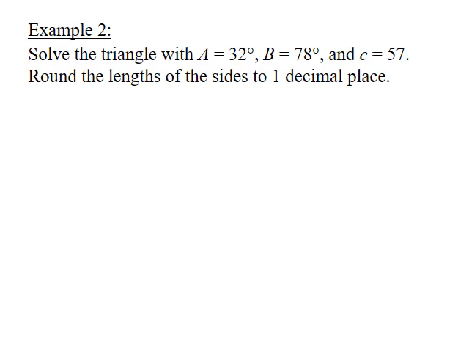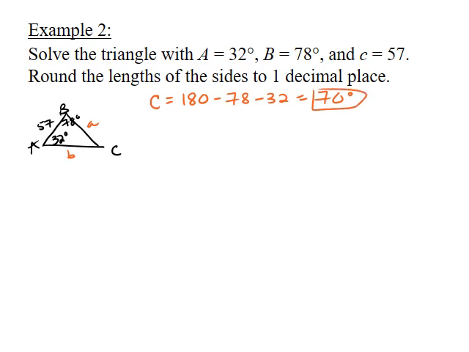Okay, let's try this one here. Sketching a picture, A, B, and C. We're given angle A is 32 degrees, angle B is 78 degrees, and side C is 57. So we need to find side A, side B, and angle C. Angle C is straightforward. 180 minus 78 minus 32 gives us 70 degrees for angle C.